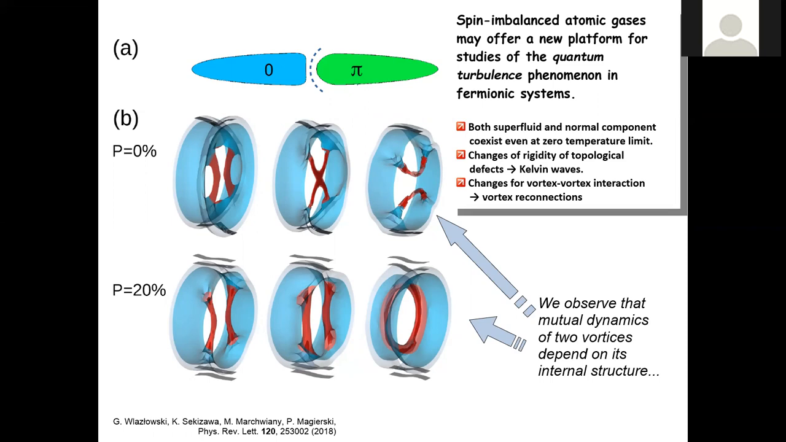So these changes of polarization may affect also other properties of vortices, like for example the properties of Kelvin waves and what I just showed you, the vortex-vortex interaction. So it would lead to a different rate of reconnection.